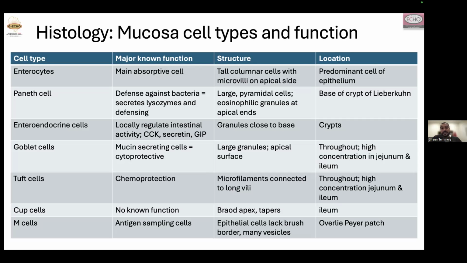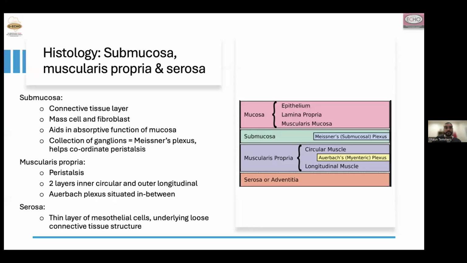Tuft cells have microfilaments that are connected to very long villi, and again, they're found throughout the jejunum and the ileum. M cells are antigen sampling cells. They are epithelial cells, and they lack the typical brush border that we see. They have many vesicles, and they overlie the Peyer's patches in the distal terminal ileum. Submucosa is a connective tissue layer that contains mast cells and fibroblasts.